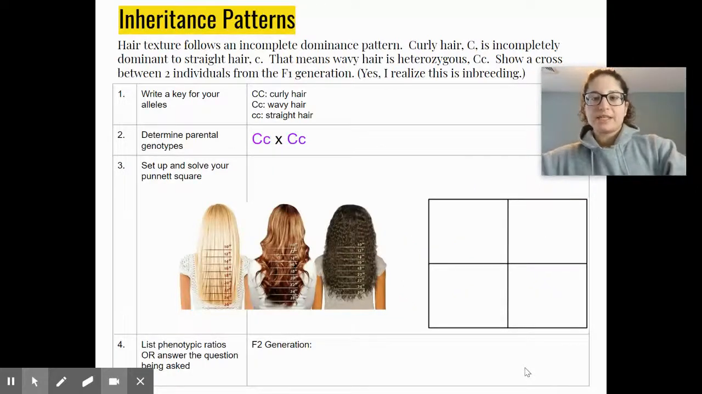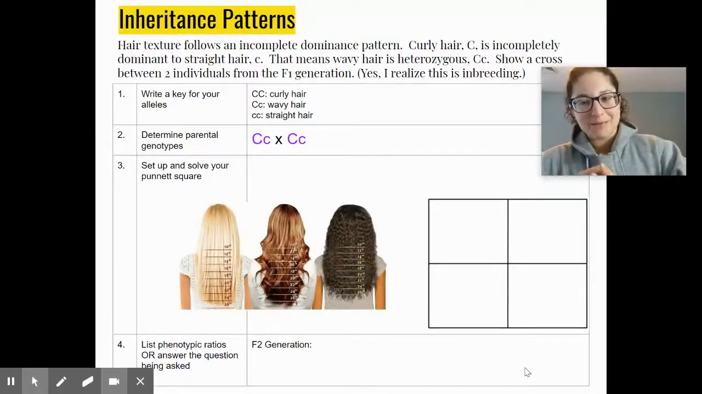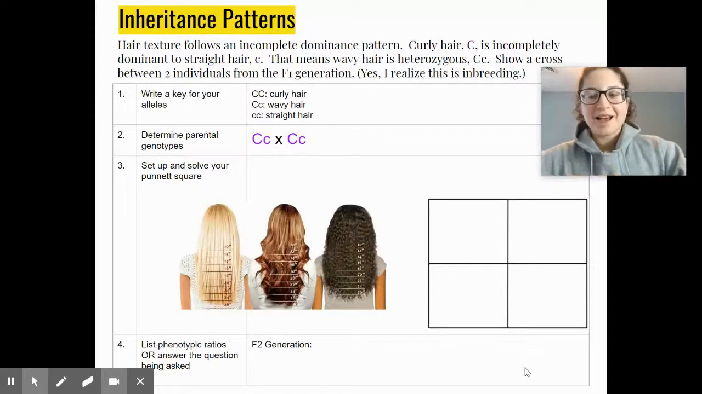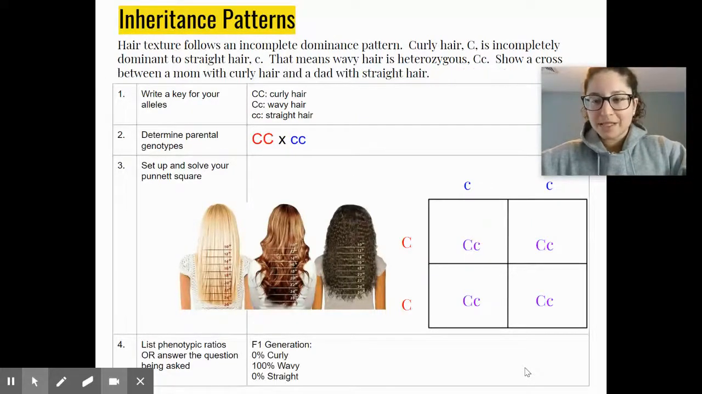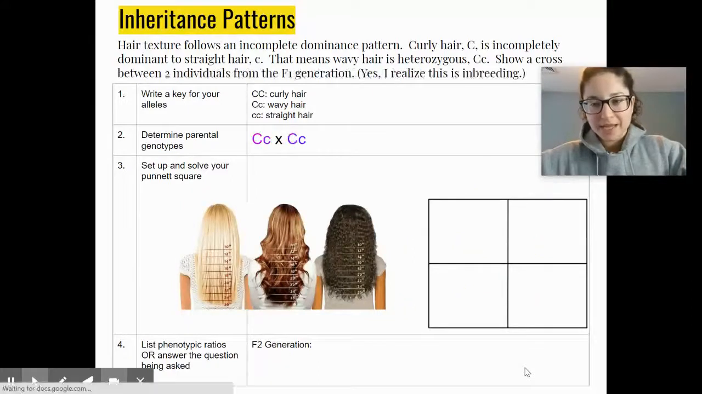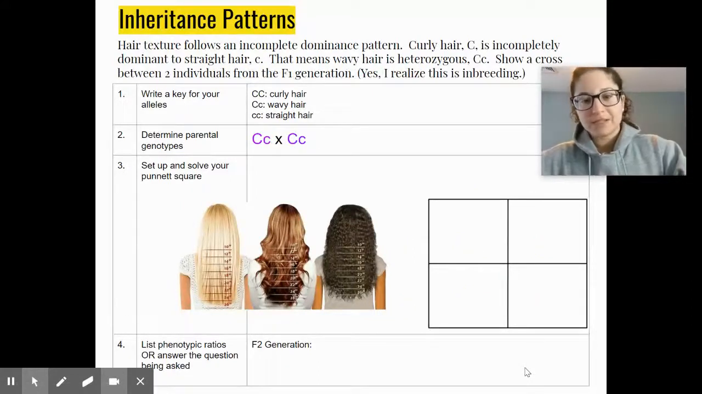Let's do this again. It's going to say show a cross between two individuals from the F1 generation. I realize that because we're talking about humans, we are now inbreeding. This would be like a brother and a sister. So let's disregard that fact and just practice the Punnett square, okay? If you remember from this Punnett square, all of the offspring were heterozygous, which means our two parents, because we're taking two from the F1 generation and making them the parents, are both going to be heterozygous. They are both going to be wavy-haired individuals.